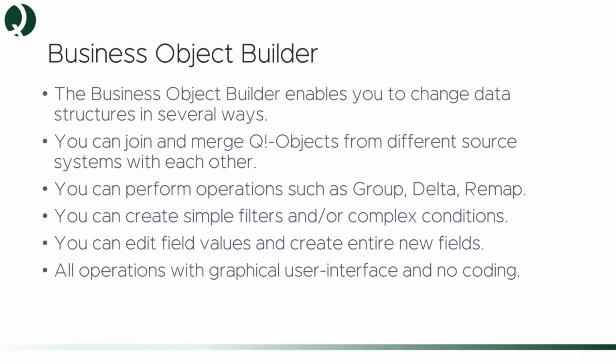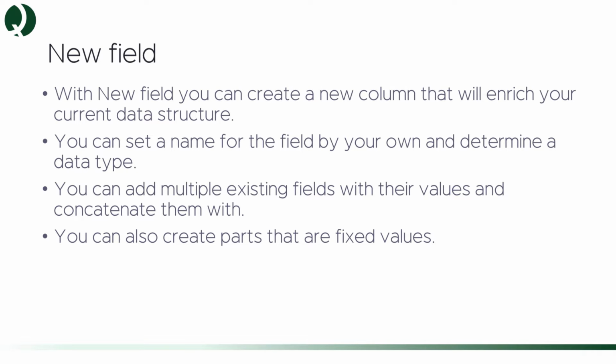All operations within the Business Object Builder application can be carried out via a graphical user interface, which means that no coding is required from the user. The first operation that we want to focus on is add field. With add field, you can enrich a Q object with a new column. This column requires a name, and you need to determine the data type of this field, which can be, for example, a string or an integer.